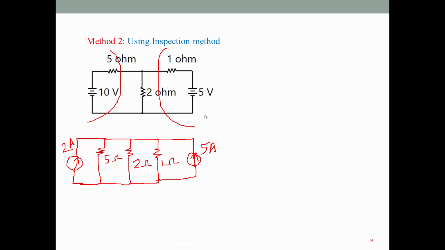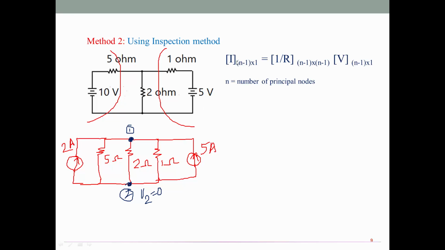Then the next step is to identify the nodes. Consider this top portion, all of this connected to a common point here. So I can consider this as node number 1. Similarly at the bottom, all the points are considered to be a common point. Let me say V2 is a reference node and the voltage at this node is 0. So as usual, I have to find the node 1 voltage, thereby I can conclude the current flow in the 2 ohm branch. Now formulate the network equation.